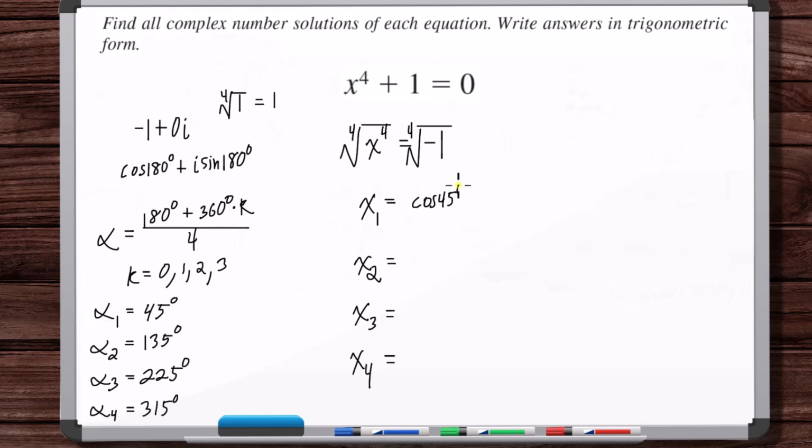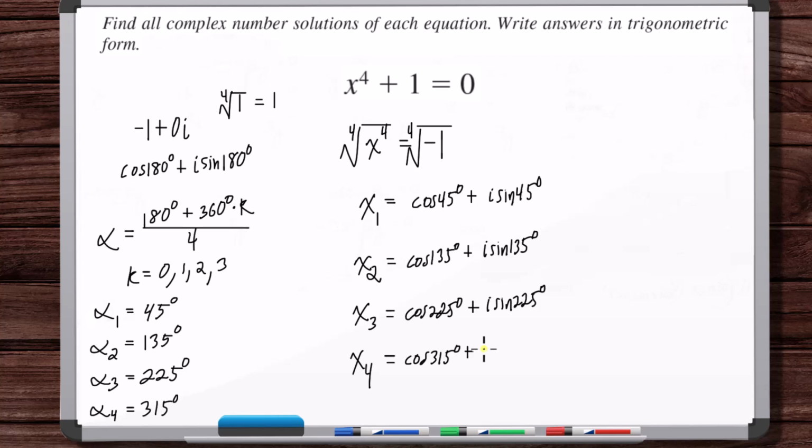So we've got, let's see, cosine 45 plus I sine 45, cosine 135 plus I sine 135. You've got cosine of 225 plus I sine of 225, and then you've got cosine of 315 plus I sine of 315. Now we can put these in rectangular form.